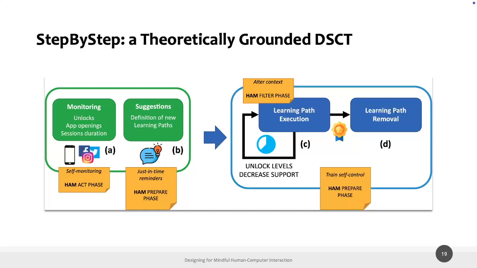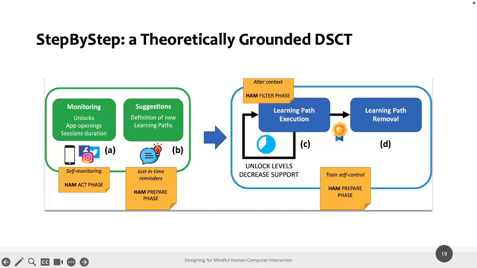Exploiting this model, we tried to develop a theoretically grounded digital self-control tool, which was mainly based on the concept and the importance of learning how to use a device without the need of a digital self-control tool. So this application monitored the user behavior with the smartphone, as in Socialize, the previous app. But instead of notifying smartphone habits, it suggests learning paths.